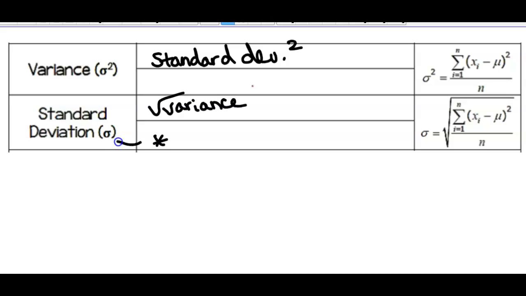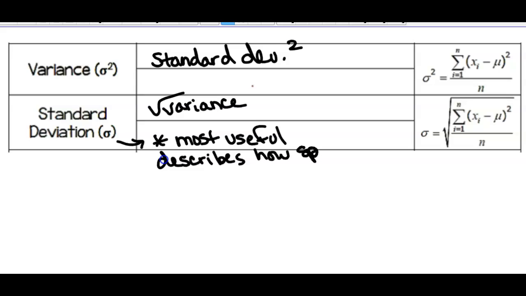Standard deviation is one of the most useful things for describing how data is spread out. And we are going to work with that number tomorrow. But today, I'm just going to show you how to calculate it on your calculator.